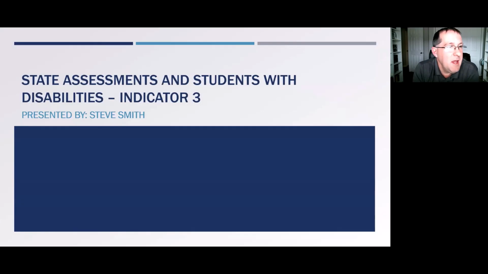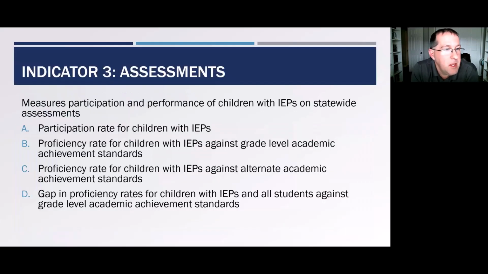Good afternoon, everyone. I'm going to talk to you today briefly about state assessments and students with disabilities, known as Indicator 3. So this first slide here, this is from the State Performance Plan Annual Performance Report. So the report that Alicia and her staff have to submit every year on February 1st to OSEP includes an indicator on assessment and students with disabilities. And what the state has to report on is the participation rate and the proficiency rate for grade level academic achievement standards, the proficiency rate for alternate academic achievement standards, and then the gap between children with IEPs and all students on the regular grade level tests.